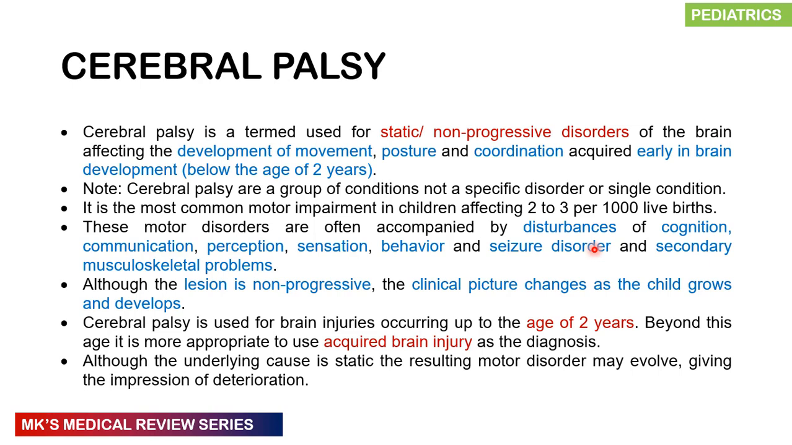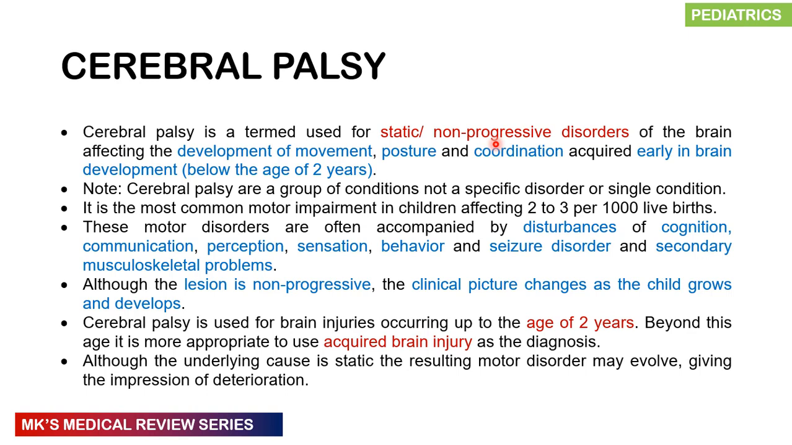So when you talk about cerebral palsy, remember that there's this injury that's happening to the young developing brain. And by young developing brain, I mean someone that's below the age of 2 years. So this injury is going to be resulting in this static, non-progressive disorder, which is going to be affecting movement, posture, and coordination. And remember, this is acquired in the early development of the brain, below 2 years.